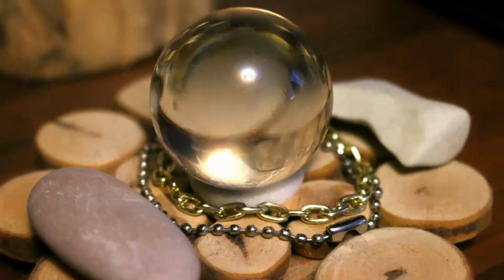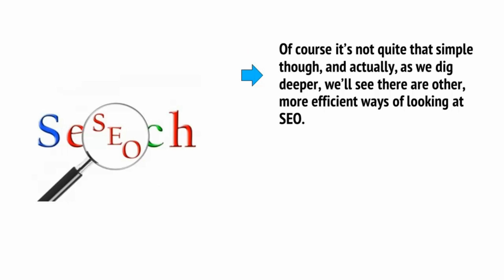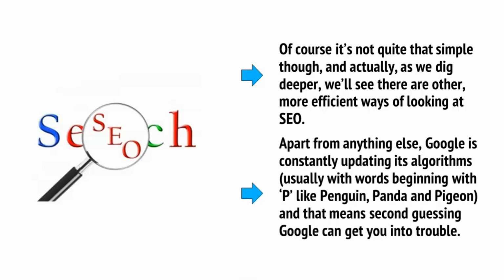SEO basically works by predicting and guessing how the algorithm works, because no one can be completely sure, and then using that information in order to engineer your website to get the maximum number of hits. It means gaming the system, and this in turn can allow you to trick Google into believing that your site should be number one. Of course, it's not quite that simple though, and actually, as we dig deeper, we'll see there are other more efficient ways of looking at SEO. Apart from anything else, Google is constantly updating its algorithms, usually with words beginning with P like Penguin, Panda, and Pigeon, and that means second guessing Google can get you into trouble.